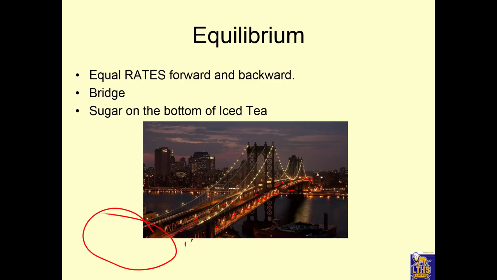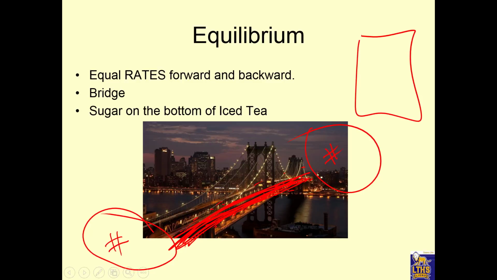So if you have people living in here and people living in here, and the same number of cars go across that way as that way, then the number of cars over here doesn't change, and the number of cars over there doesn't change, but the cars are different each time because they're going back and forth at the same rate. Okay, kind of like sugar in iced tea.